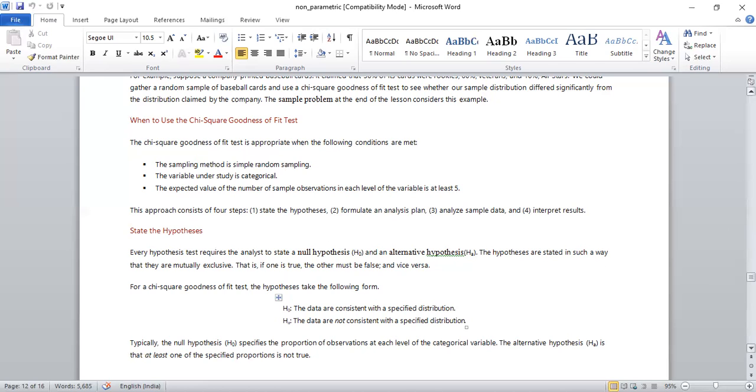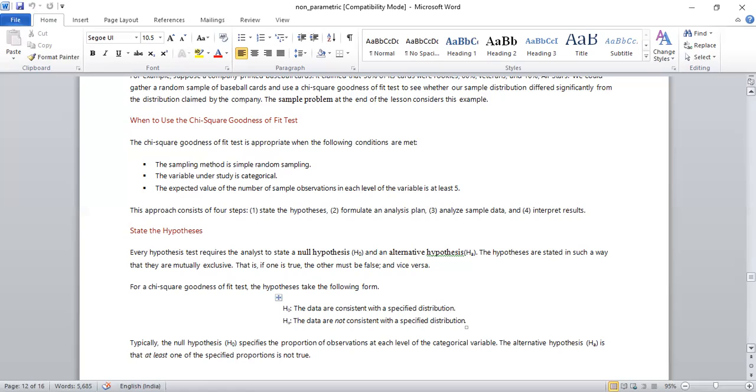So that is what we have dealt with: one categorical variable with different levels. The categorical variable may have different levels, but the proportions of that categorical variable are considered here, to test the chi-square goodness of fit.